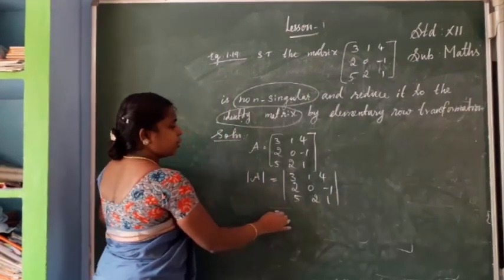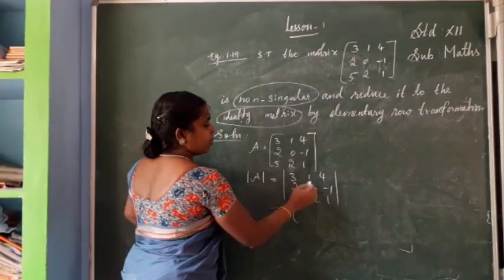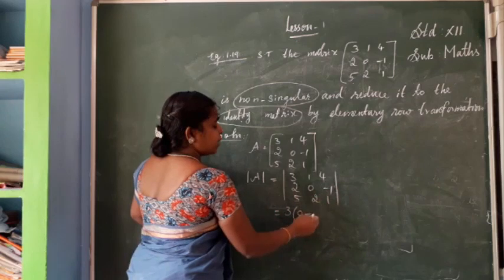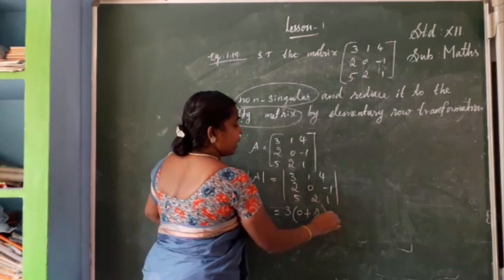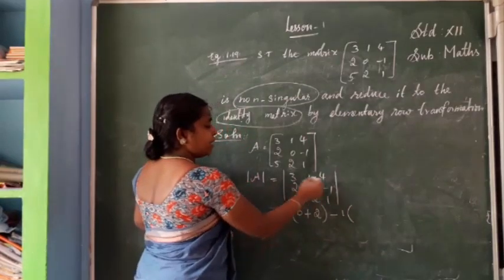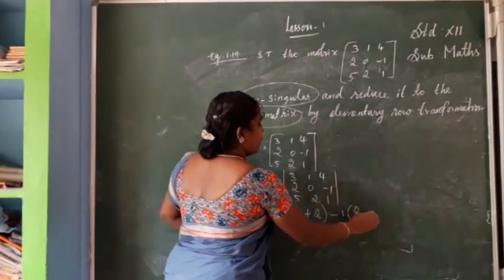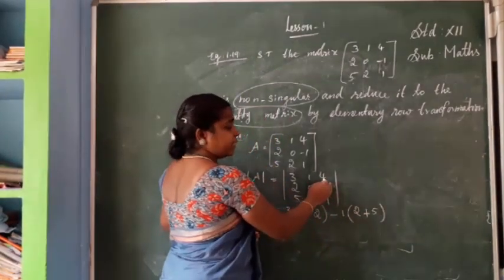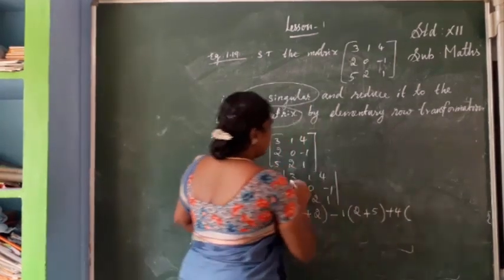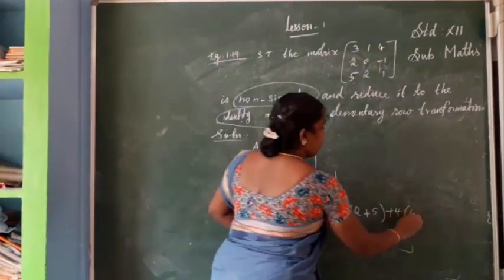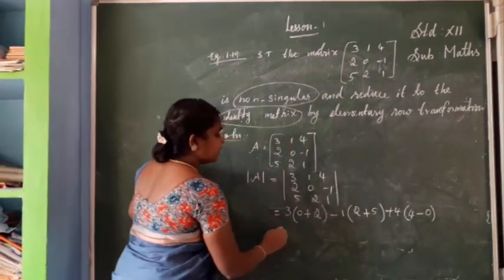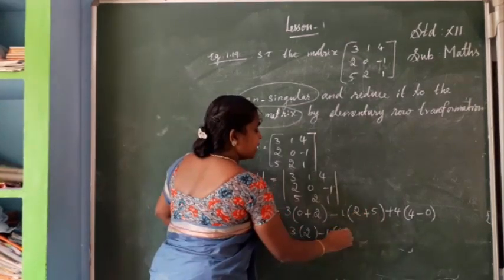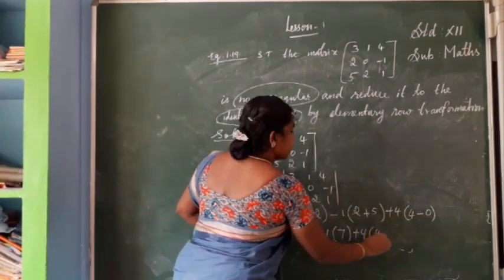Okay, find the determinant. You know to find determinant, 3 into. Leave the first row and first column, remaining 0 into 1 is 0, minus 2 into minus 1 is minus 2, so plus 2. Okay, next minus 1 into. Leave the first row, second column: 2 into 1 is 2, minus 5 into minus 1 is minus 5, so plus 5. Okay, next remove the third element, that is 4, so plus 4 into. Leave the first row, third column: 2 2s are 4, minus 0 into 5 is 0. Okay, next 3 into 0 plus 2 is 2, minus 1 into 2 plus 5 is 7, plus 4 into 4 minus 0 is 4.